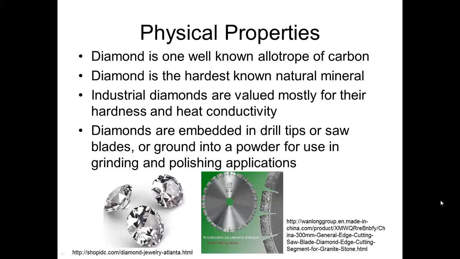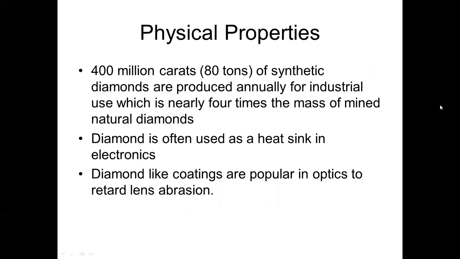So I know in manufacturing of things like automobile engines, etc., the most costly contribution is cutting tools. So this will keep the cutting tool sharp, so that you don't have to replace the cutting tools as often. So there's 400 million carats of synthetic diamonds produced annually for industrial use. So this is the equivalent of 80 tons, and this dwarfs the natural mining of natural diamonds. So 4 times as much is produced synthetically by man than is mined.